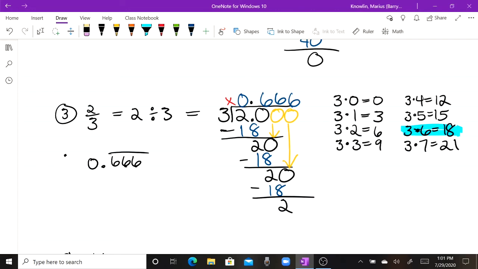And I didn't write this correctly. This should say 2/3, or 2 divided by 3 is equal to. All right, so number 4.